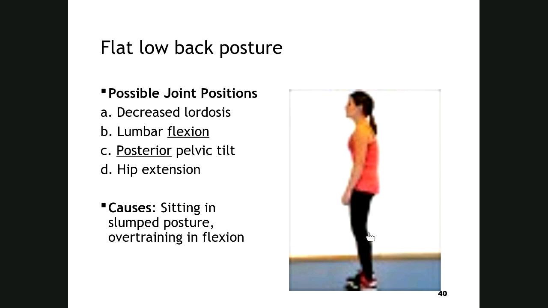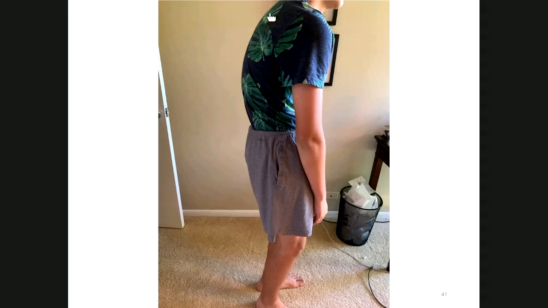So a cause of this can be sitting for X amount of hours a day for several days a week for years. That sitting in that slump posture can eventually lead to flat low back posture. Also, overtraining in flexion may cause this because you're always going into that posterior pelvic tilt. So it's just another of the causes. Okay, so we have here flat back. It's not really a good picture of a flat back, but what do you guys think is going to be shortened in this flat back posture?